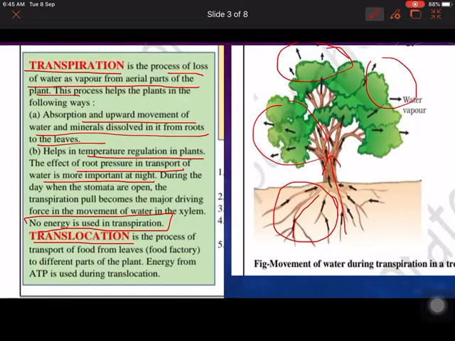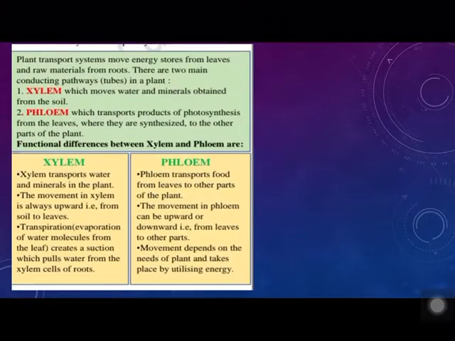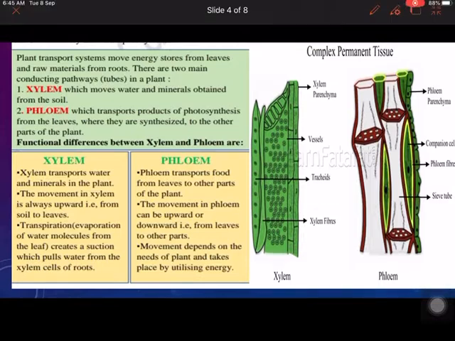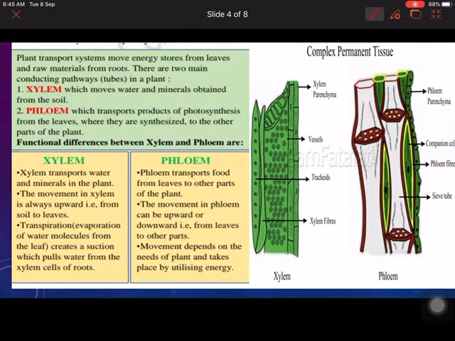Translocation is another method in which food is transported from the leaves, which are known as the food factory, to the different parts of the plant, and this requires ATP. Next are the types of tissues in the transport system. There are different types of complex tissues, xylem and phloem. Xylem moves water and minerals obtained from the soil to the upward parts, and phloem transports food from the leaves to the different parts.